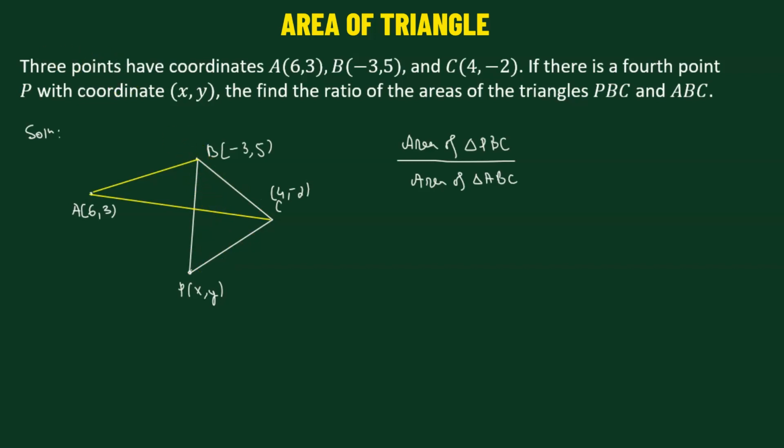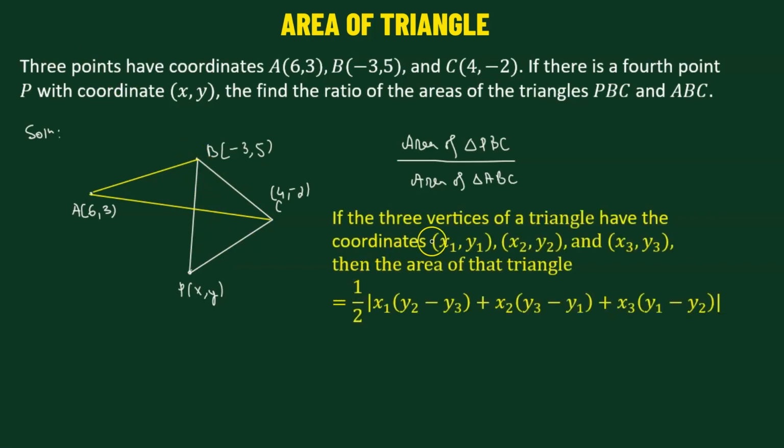For this, we'll have to use a formula. If we know the three vertices of a triangle, that means the coordinates of the three vertices, let's say it's x1, y1, x2, y2, and x3, y3, then the area of that particular triangle can be found by using this formula: half times the absolute value of x1 times (y2 minus y3), added to x2 times (y3 minus y1), plus x3 times (y1 minus y2).